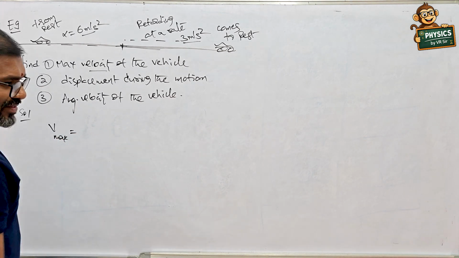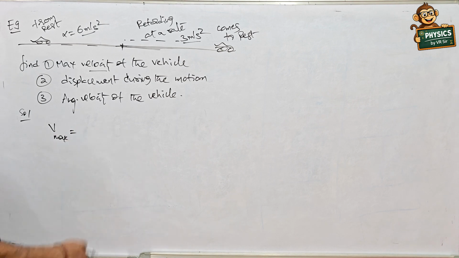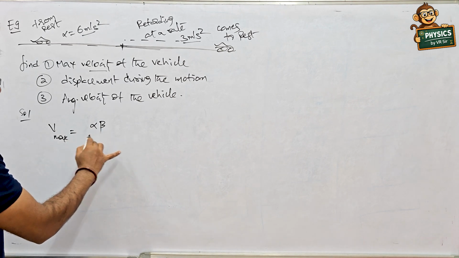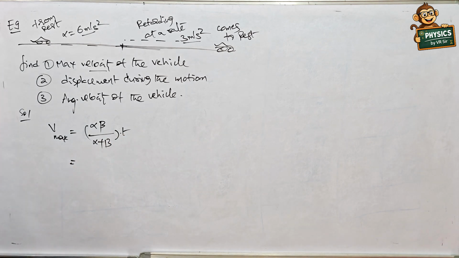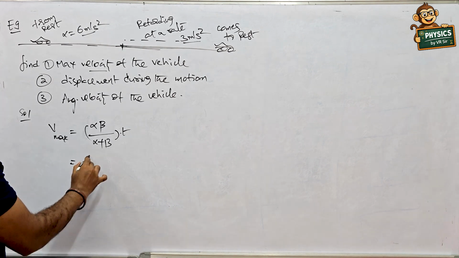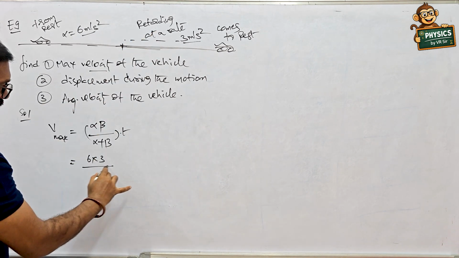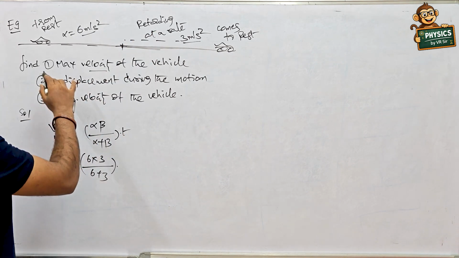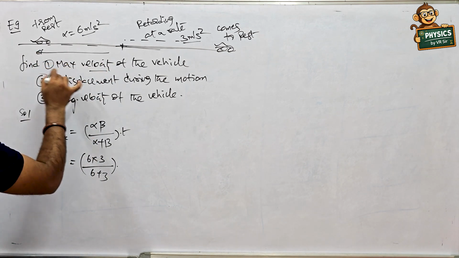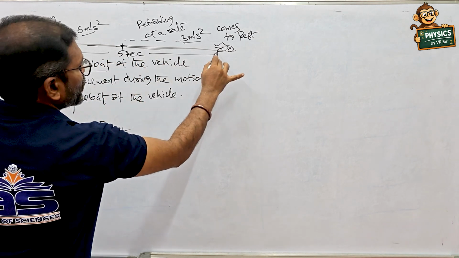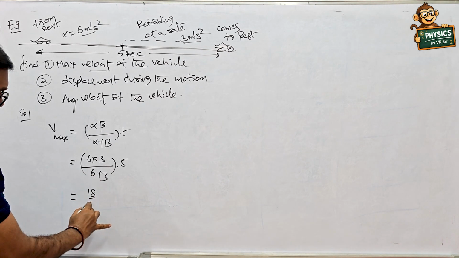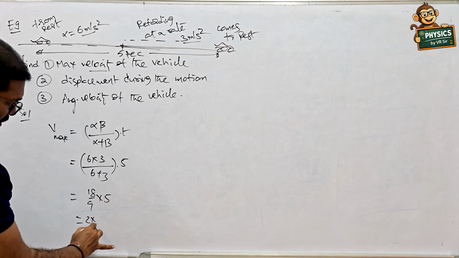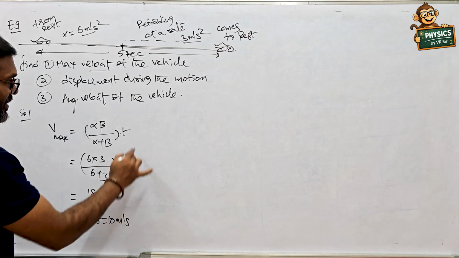Based on the previous case, we derived the expression for the maximum velocity, right? If you haven't watched the previous video, please go through it before coming to this problem. The expression is alpha beta by alpha plus beta into t, and this is the maximum velocity. Alpha 6 into beta 3 upon 6 plus 3, into the total time of journey. Of course, we are taking the total time of journey as 5 seconds. So 18 by 9 into 5, which is 2 into 5, that is 10 meters per second, the maximum velocity.